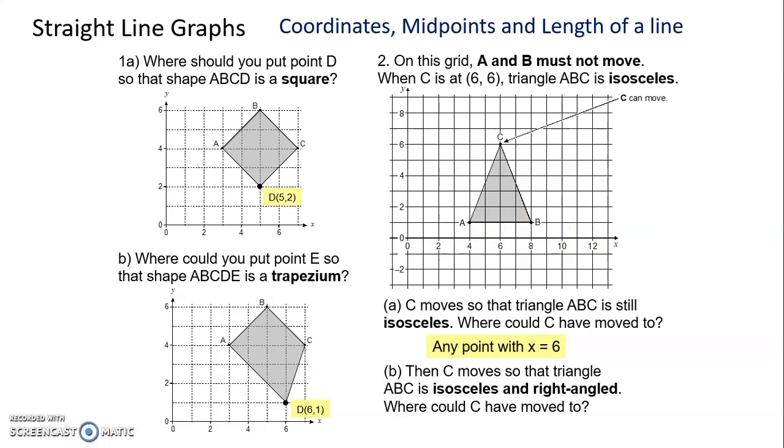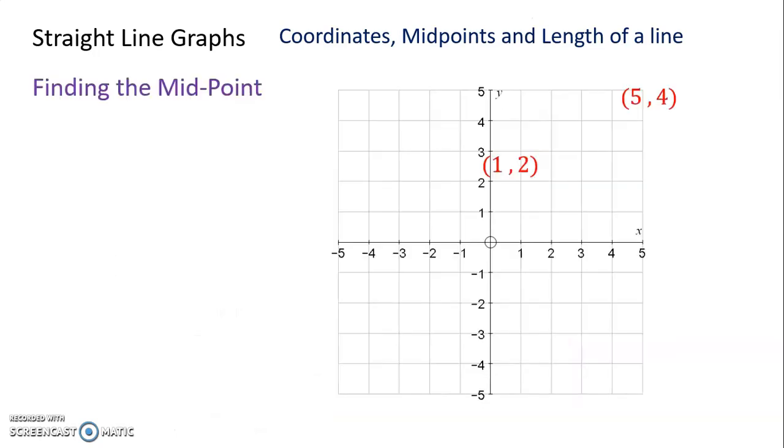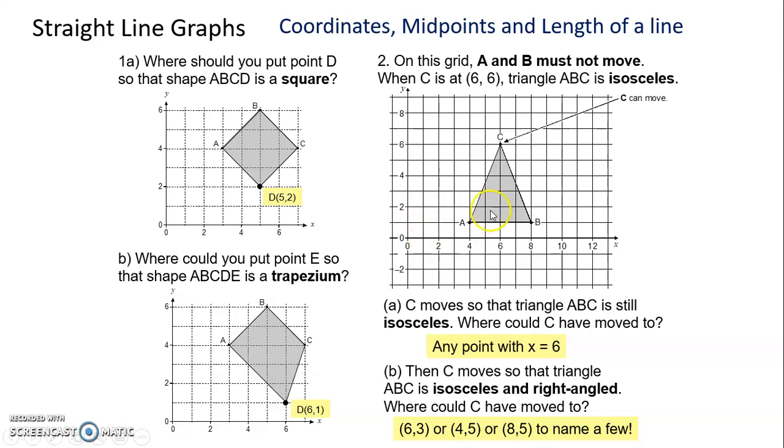And then where could you have moved C so that it was isosceles and right-angled? Again, lots of options. It needs to have a side length of 4, so it could have been right here at 4, 5. Or it could have been over this side, or it could have been at the point 6, 3 right here, because then our angle here at the top would have been a right angle.